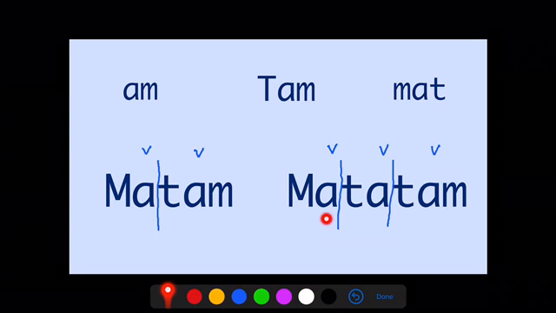The letter A is right at the end of a syllable. I'm going to say may. This one is right at the end of a syllable. I'm going to say tay. This one is closed in by a consonant, so I'm going to say tam. May tay tam.